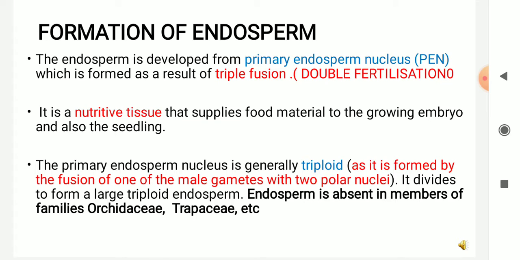This fusion is also called triple fusion because here three nuclei fuse together, one male nucleus and the other two polar nuclei, which result in formation of a triploid structure that is called endosperm and which provides nutrition to the embryo.